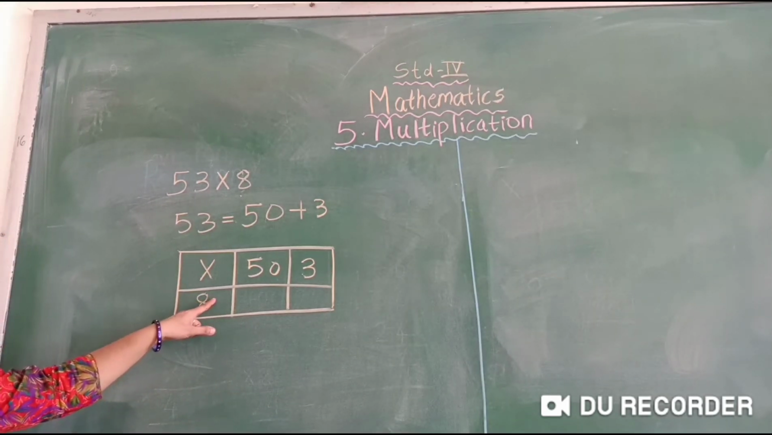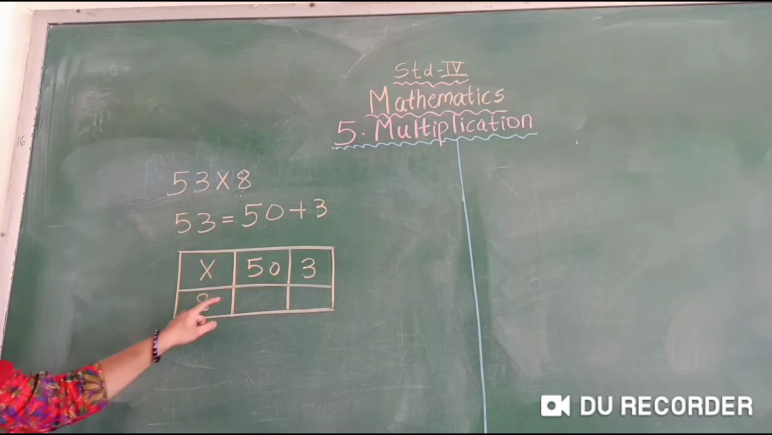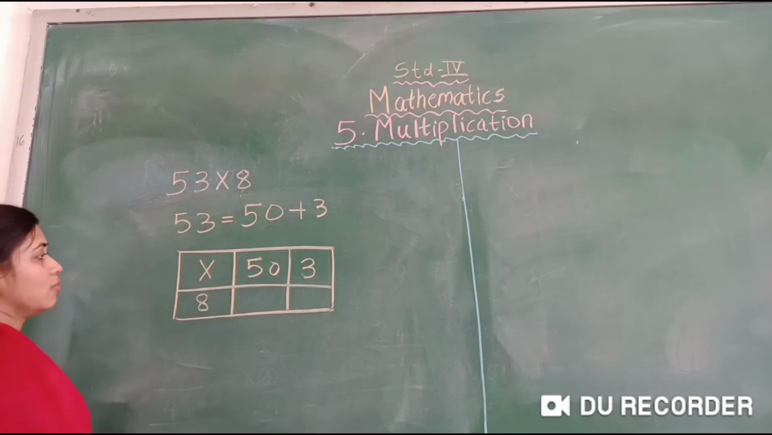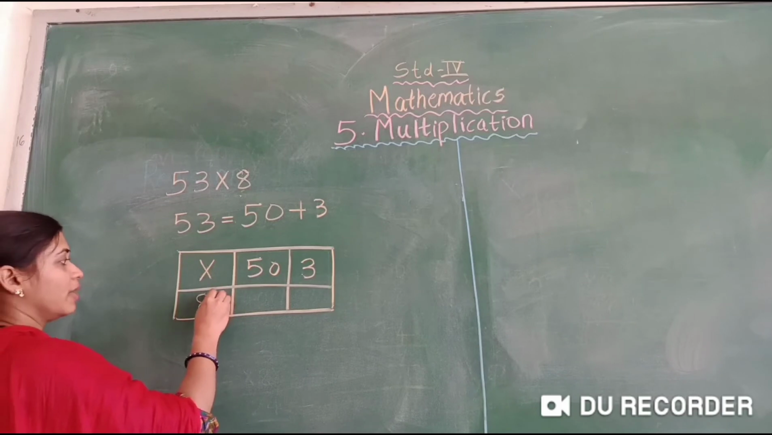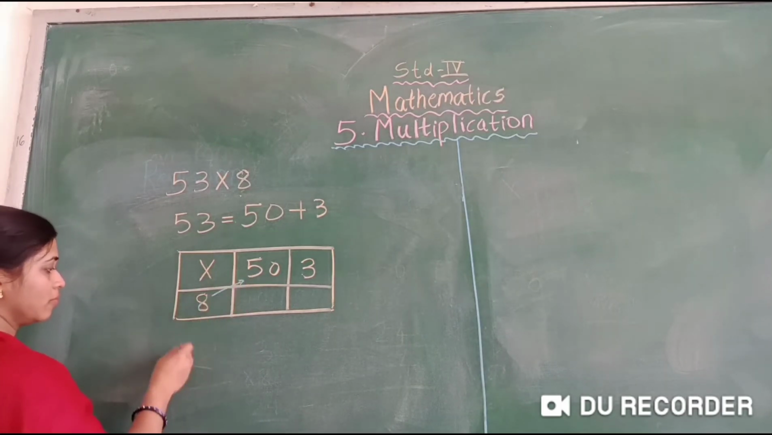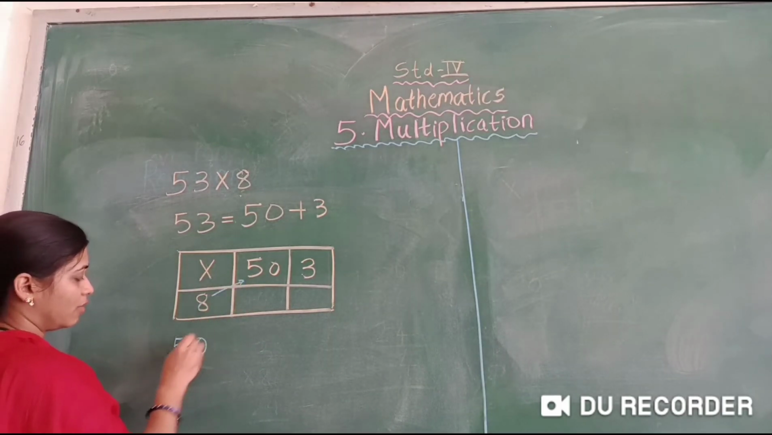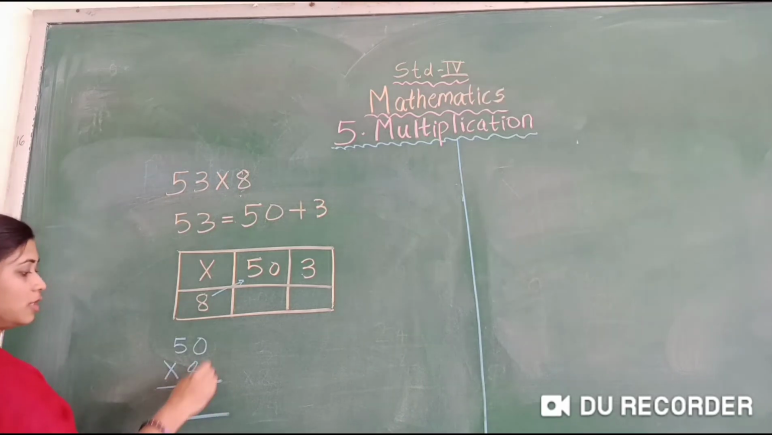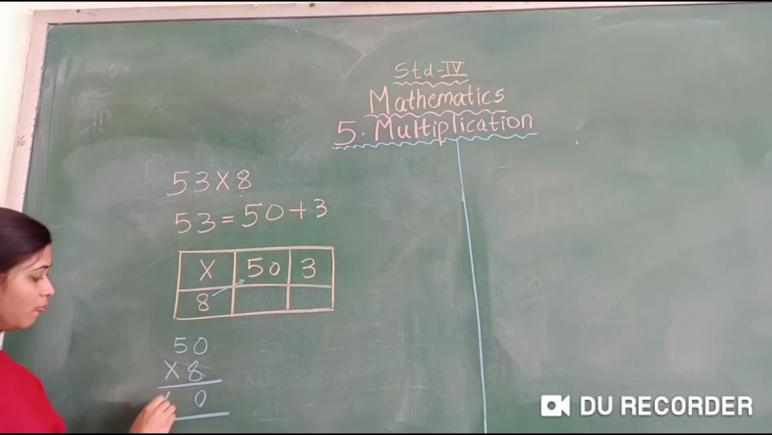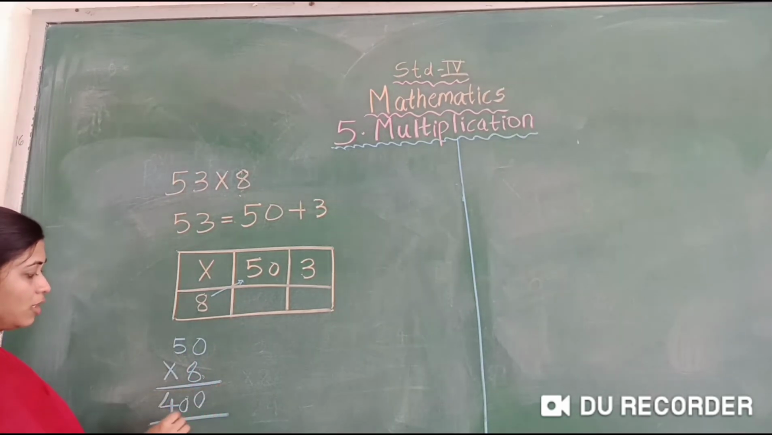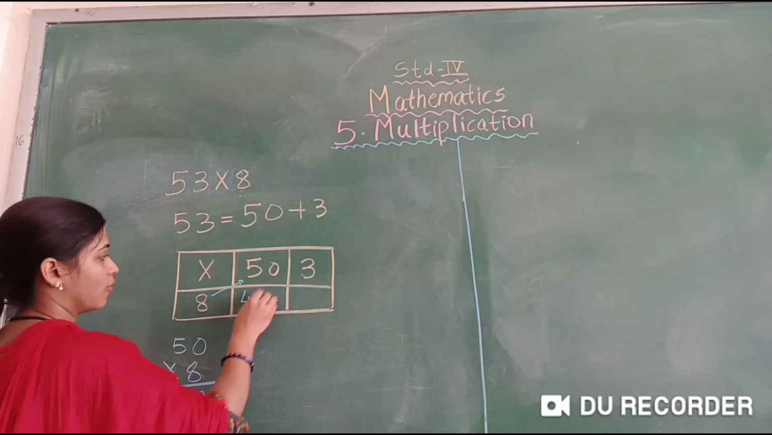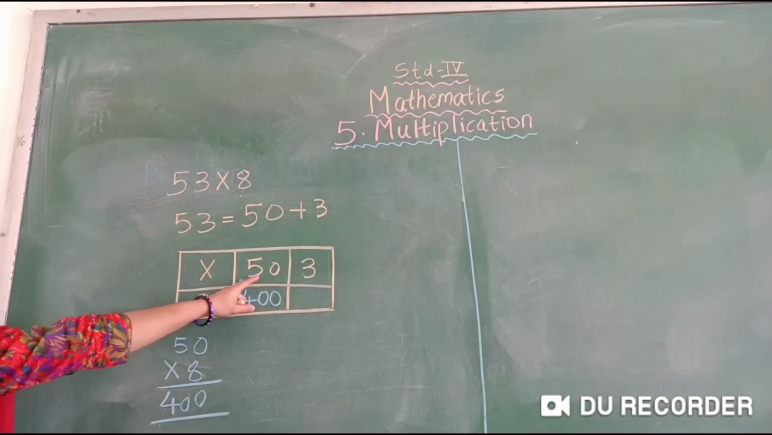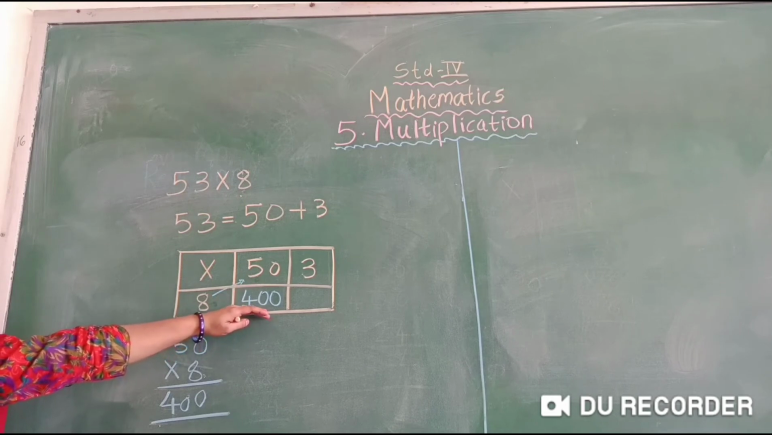Now we have to multiply 8 by 50, then 8 multiplied by 3. Let us do the first multiplication, 8 multiplied by 50. Therefore, 50 multiplied by 8 is how much? 8 zeros are 0, 8 fives are 40. What is the answer here? 400. Then 8 multiplied by 50, the answer we have got here is 400.